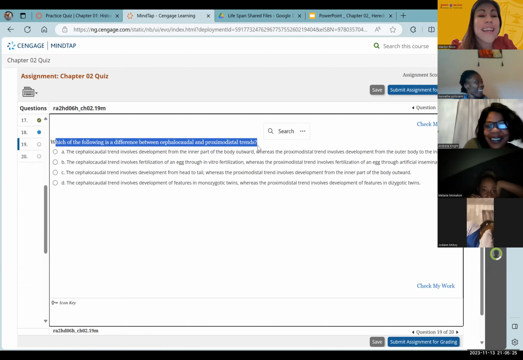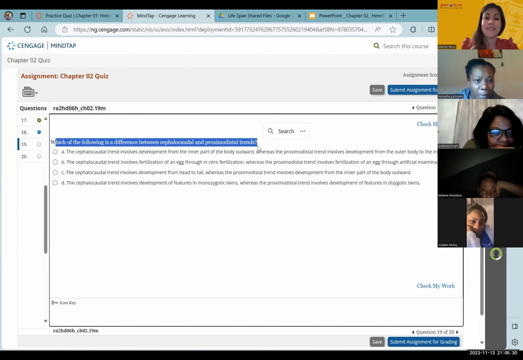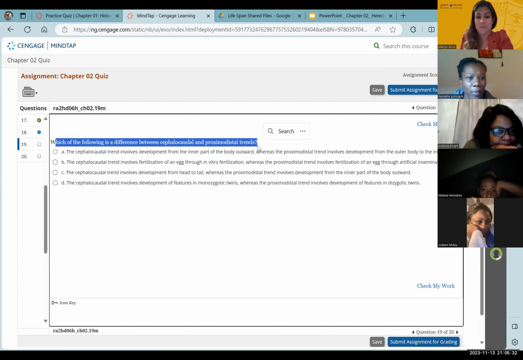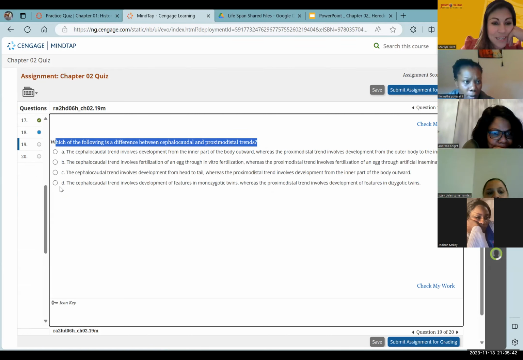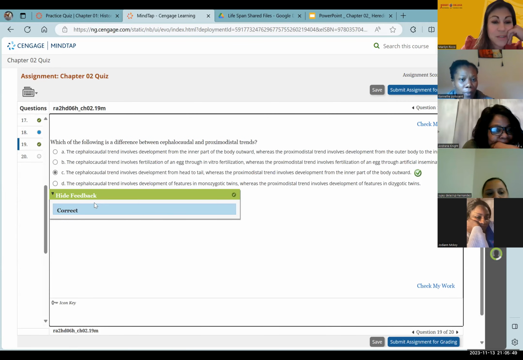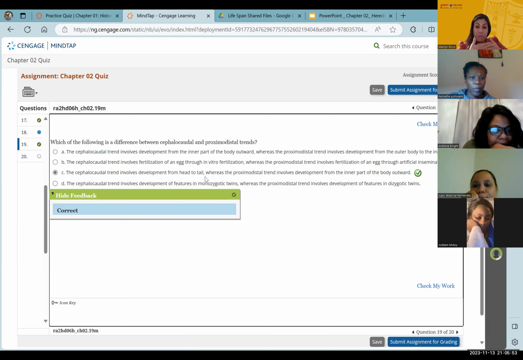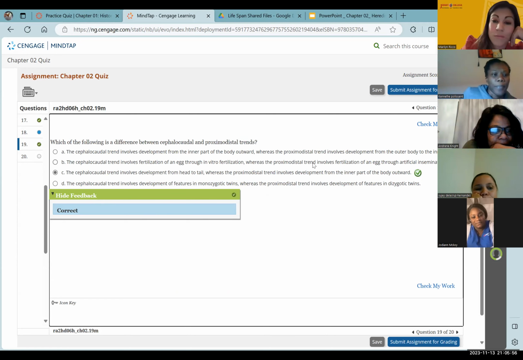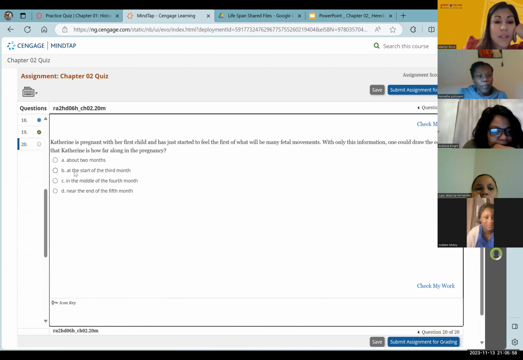Beautiful. Which of the following is a difference between cephalocaudal and proximodistal trends? C. Okay. Head in. Yeah, that's right. So development goes from the head to the feet, and then from the center outward. That's cephalocaudal and proximodistal.